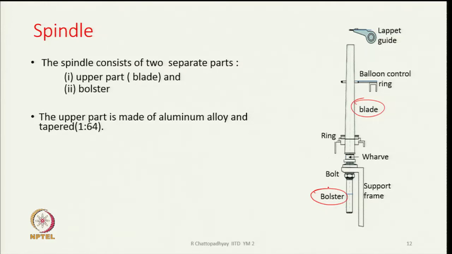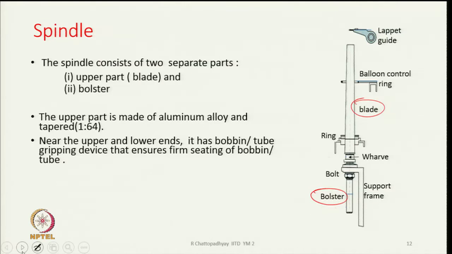The upper part is made of aluminium alloy and tapered in the ratio of 1:64. Near the upper and lower ends, it has bobbin or tube gripping devices. Somewhere here and somewhere there, we have devices which will be able to grip the bare bobbin when you insert the bobbin on the spindle. The idea is, unless the grip is there, the bobbin is going to vibrate. So, you have to grip the bobbin, and that gripping device is somewhere at the top and the bottom of the blade.